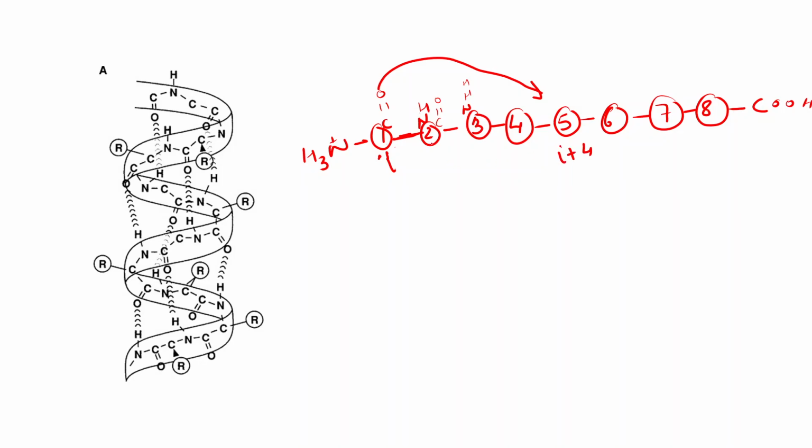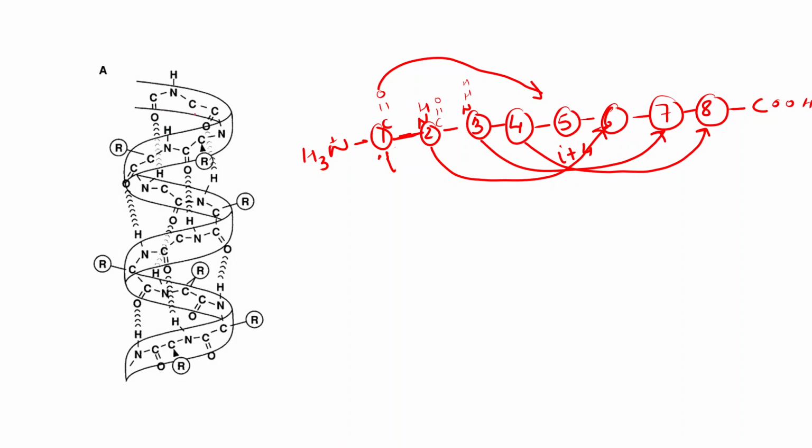Now the second amino acid will make a bond with the sixth amino acid. The third amino acid will make a bond with the seventh amino acid. Sorry, not the peptide bond, the hydrogen bond. I am so sorry. The carboxylic group of the first amino acid will make the hydrogen bond with the amino group of the fifth amino acid.